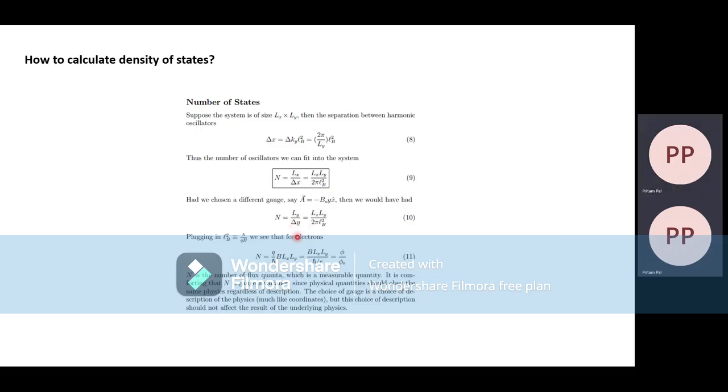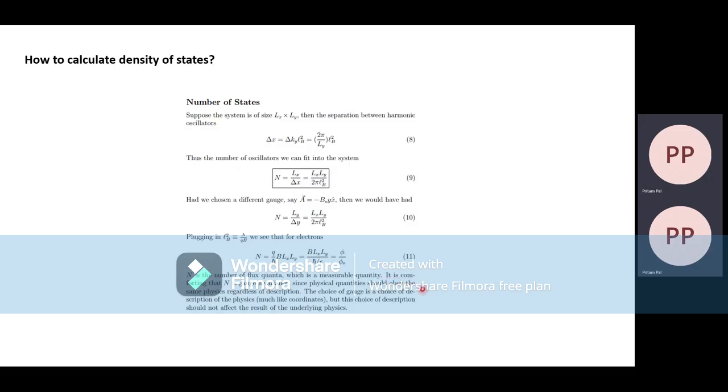Lx Ly by delta Y, which is nothing but Lx Ly by 2 pi Lb square. So plugging in Lb square equals h cut by qB, we see that for electrons, it will become B times Lx Ly by h cut by e. Simply, we can write this as phi by phi naught. So N is the number of the flux quanta, which is a measurable quantity though.